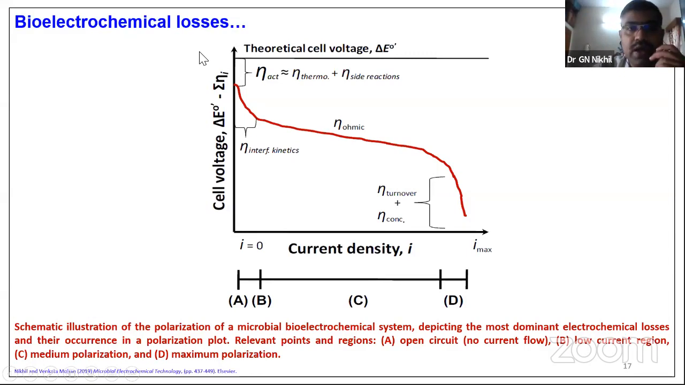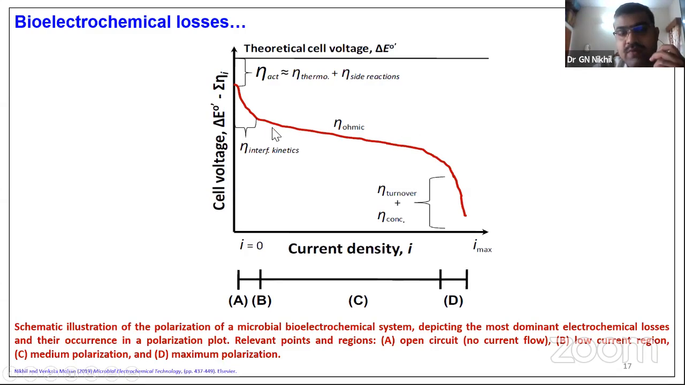we usually have an ideal concept that, irrespective of any change in the application of resistance or load, there should not be any change in the voltage that is being generated. That is theoretically desired. Ideally it is desired like that, but the reality is that when you apply certain load or resistance, then in the fuel cell this particular behavior is noticed, which is called bioelectrochemical losses or polarization losses.